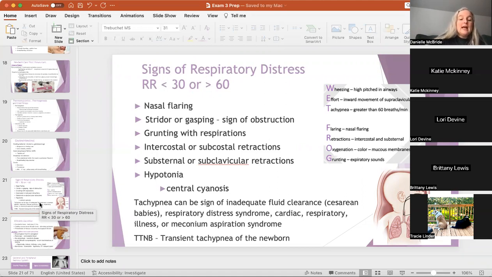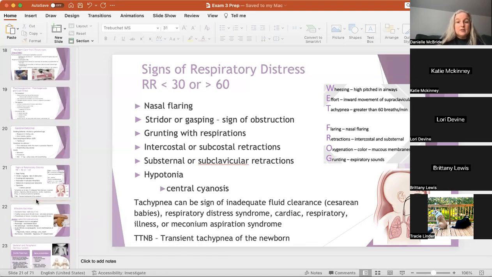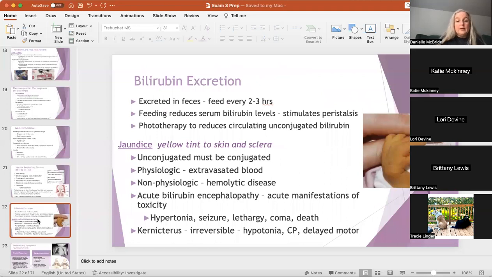There's another thing that is called transient tachypnea of the newborn. And with transient tachypnea of the newborn, these babies can develop really rapid breathing, usually more than 100 breaths per minute. And this is something that is more prevalent, again, with inadequate fluid clearance. So our C-section babies, we can see this with for sure. Okay. Trying to think if there's anything else to say about respiratory distress. I think that's pretty good. All right, so bilirubin. What are some situations that could cause a baby's bilirubin to be high?